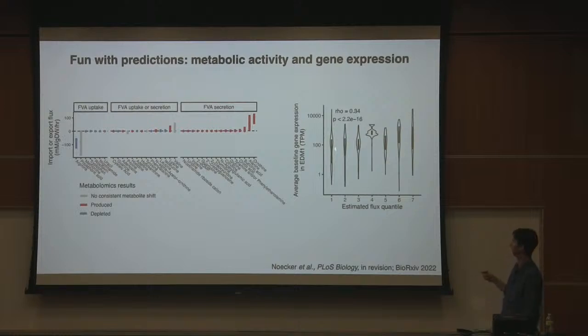We also saw a correlation, although not perfect, with gene expression. So this is the average basal gene expression in our media with respect to the flux through that pathway in the model. And you can see that genes that are expressed more highly are also thought to be more important by the model.